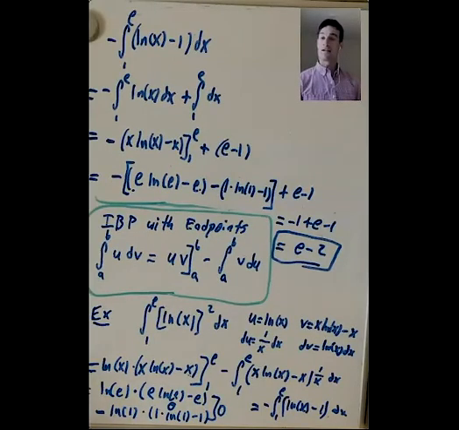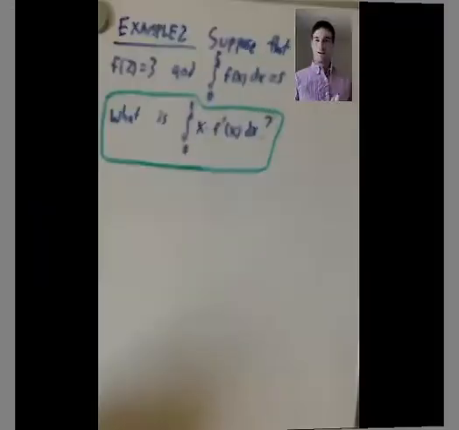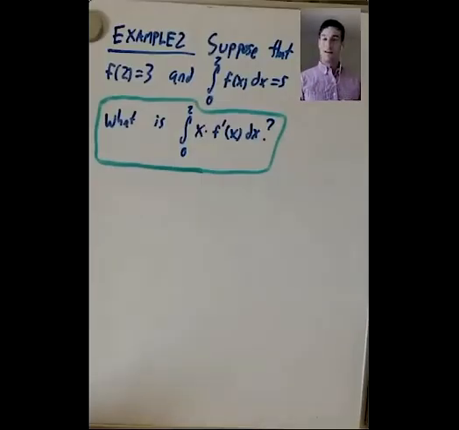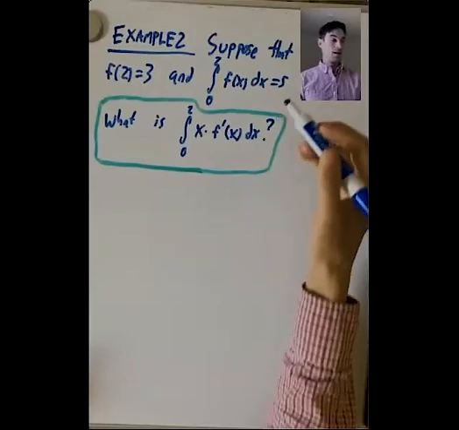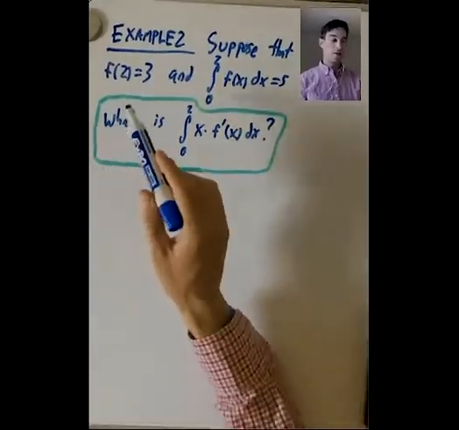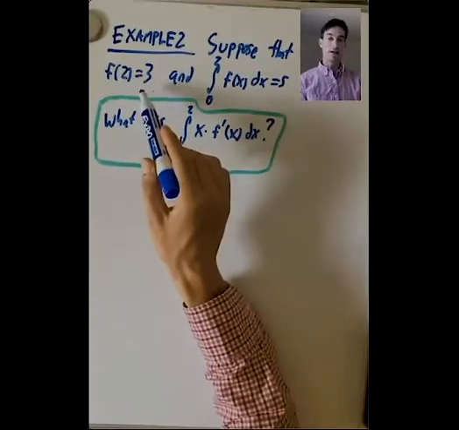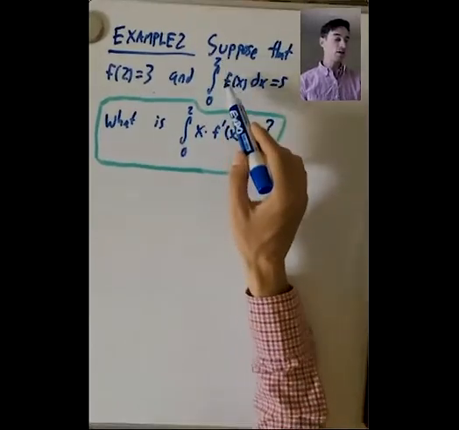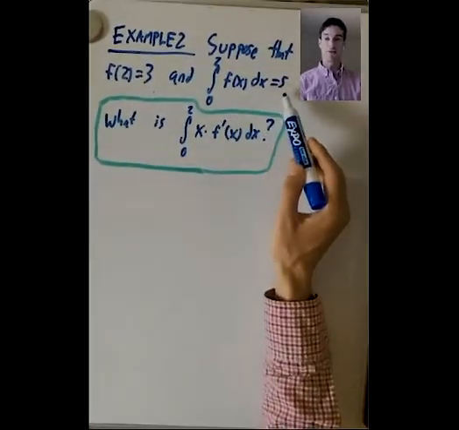So I'm going to pause and erase and then give one more example of integration by parts where you have a definite integral. So what happens when you have endpoints? The last example that we'll talk about is a little bit different than anything we've done before. Suppose that f is some function where f of 2 is equal to 3, and the integral from 0 to 2 of f of x dx equals 5.